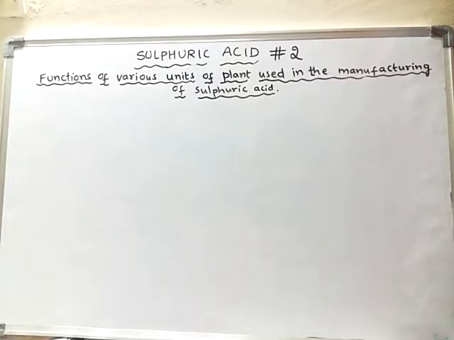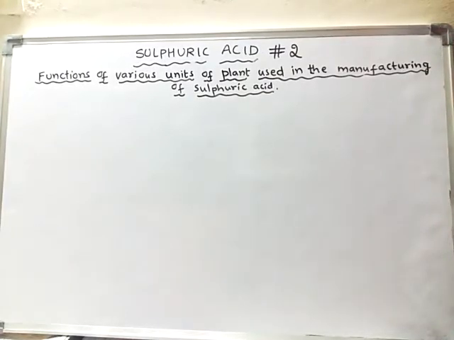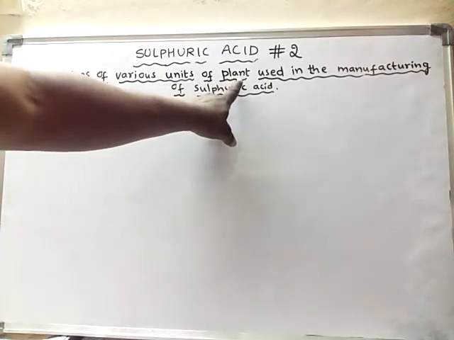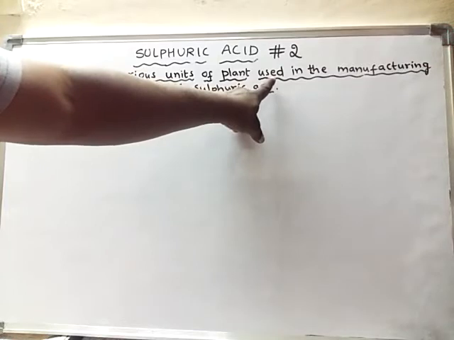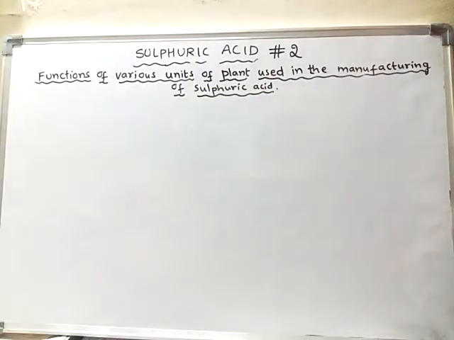We were learning sulfuric acid. So in the second video of sulfuric acid, we will learn today, first, what are the functions of various units of a plant, which is used in the manufacturing of sulfuric acid.